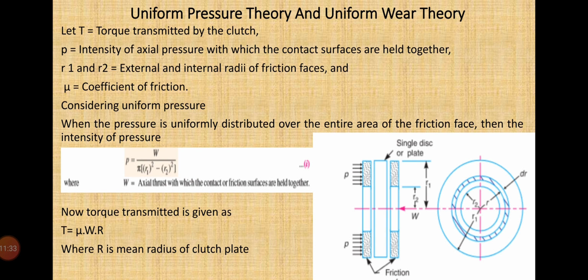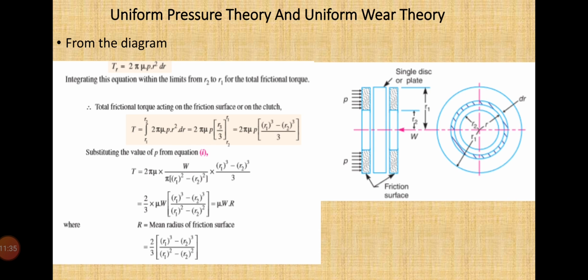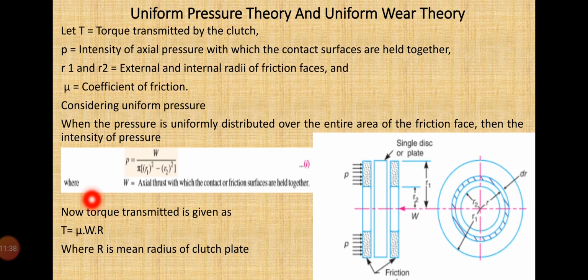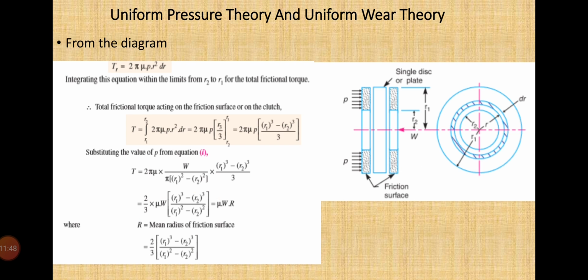You can see here, mu WR. Mu is the coefficient of friction, W is the axial load, R is the mean radius. Now this expression is very important. Suppose that this is a clutch plate and this hatched part is a small elementary area whose thickness is dr and which is at a small r distance from the center.